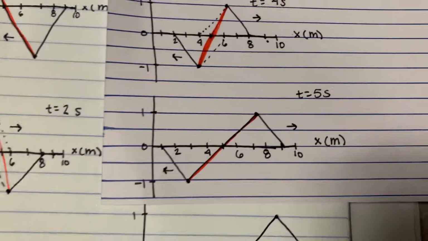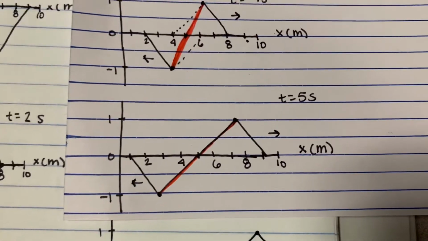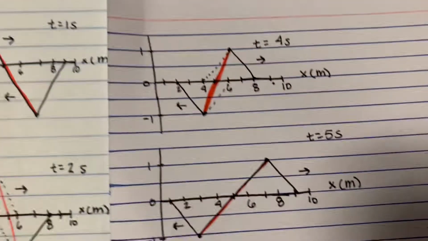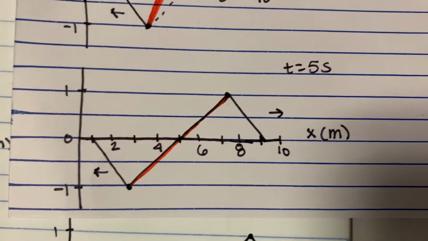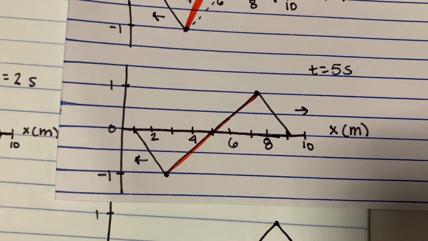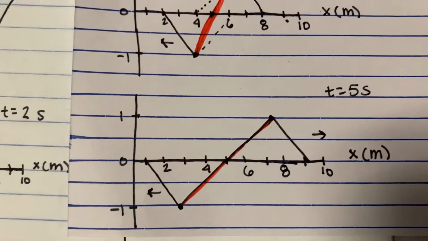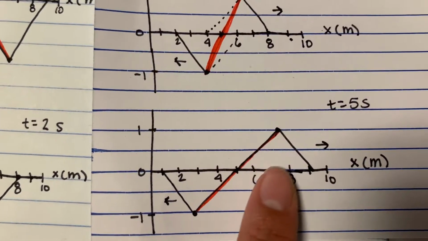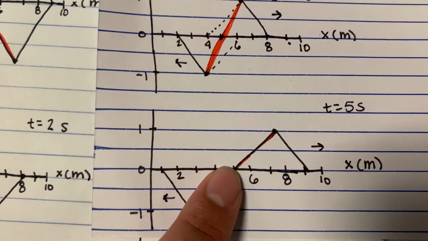And then you go down to t equals 5 seconds, and it's the same thing like at t equals 1 second, right here. The graphs are moved over 1 meter, and the waves are moving to the right and the left, and then you get this resulting graph showing that they are touching each other at that one point at x is equal to 5.